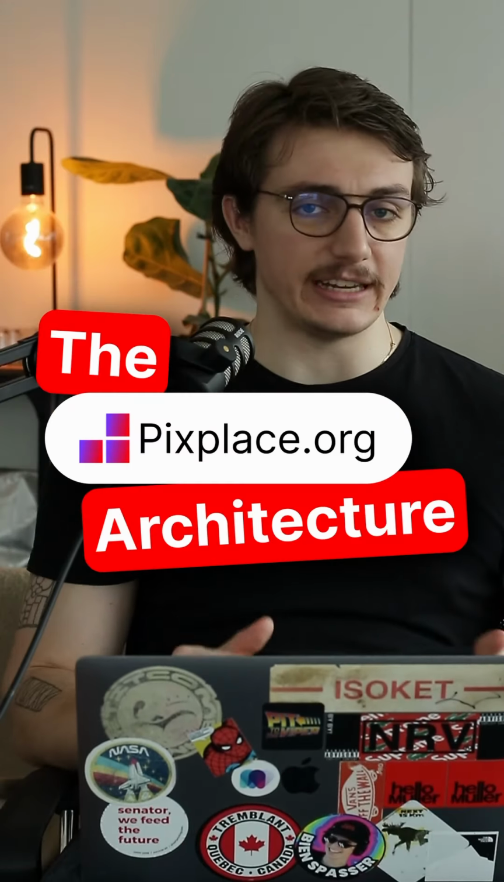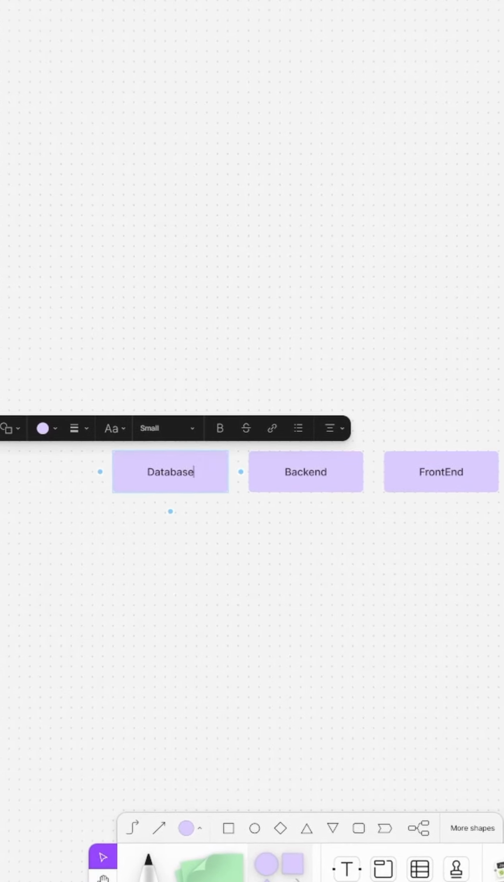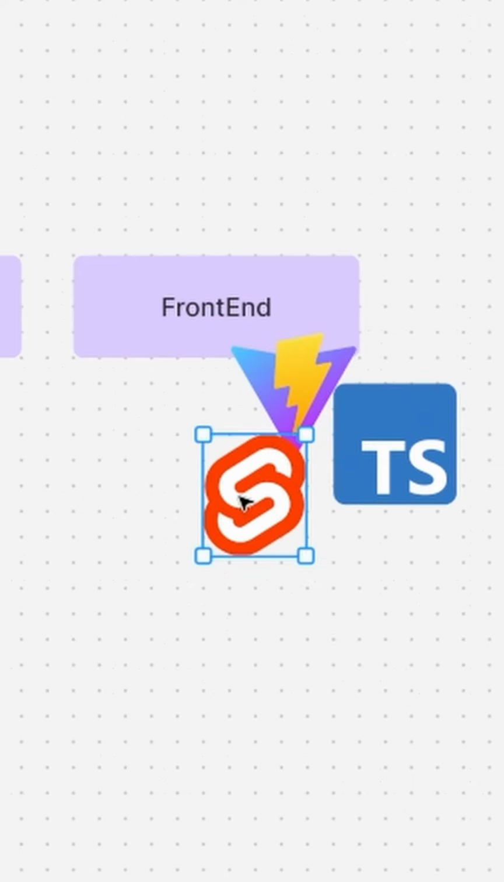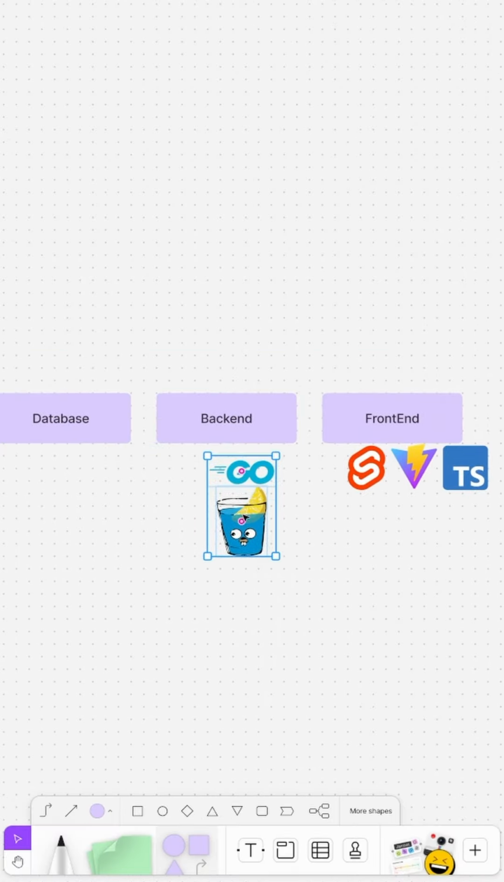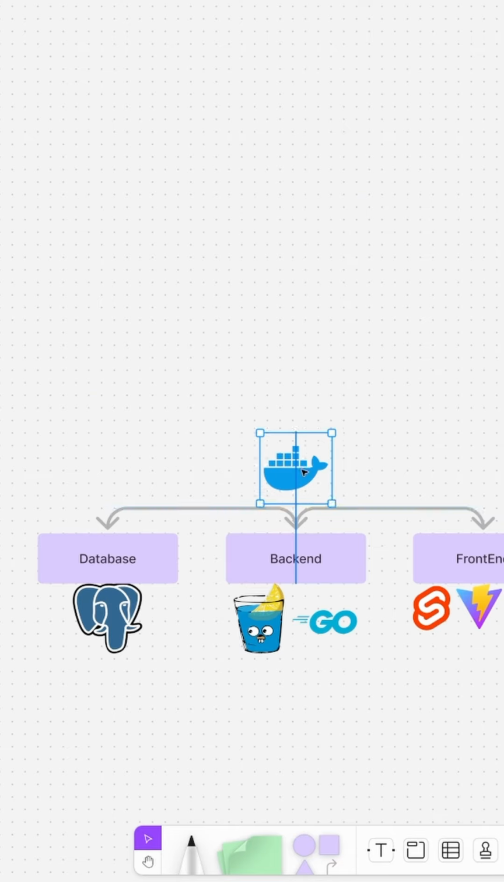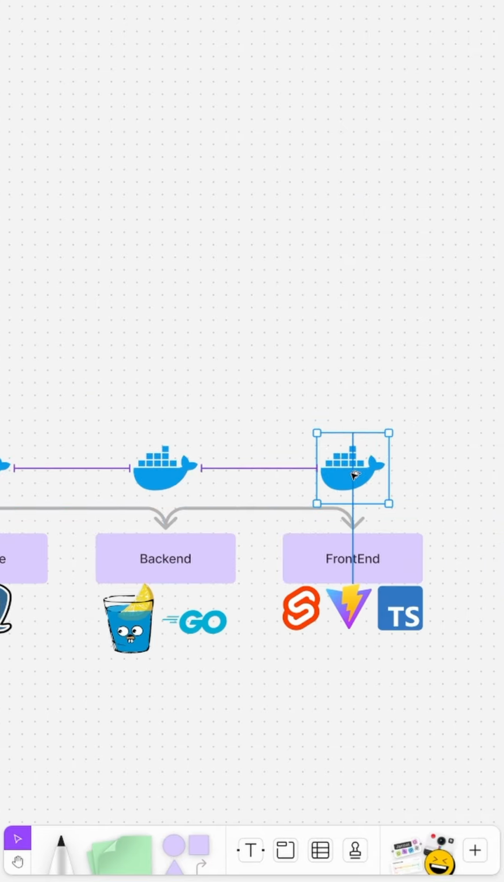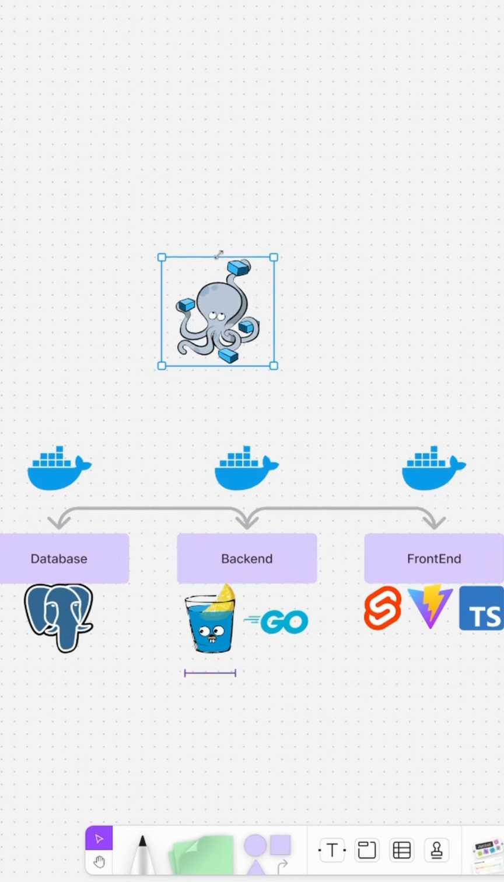I thought I just need a front-end, a back-end, and a database, respectively running Svelte and Vite using TypeScript, Golang with Gin and Gorm, and a simple Postgres database. But to orchestrate these 3 services, I made 3 separate Docker containers and managed these with Docker Compose.